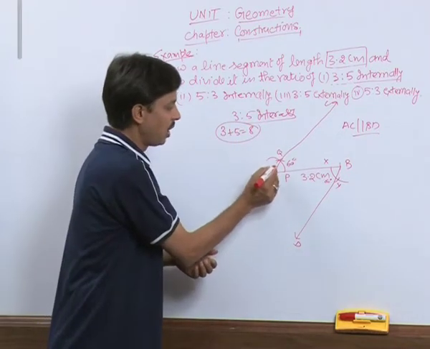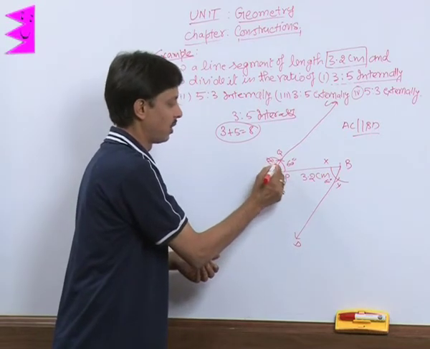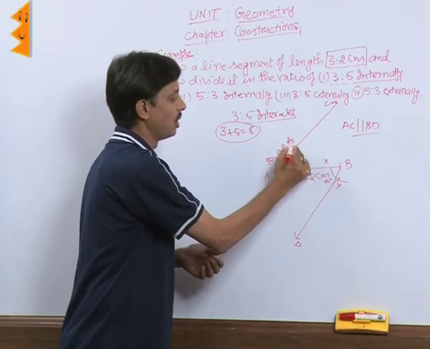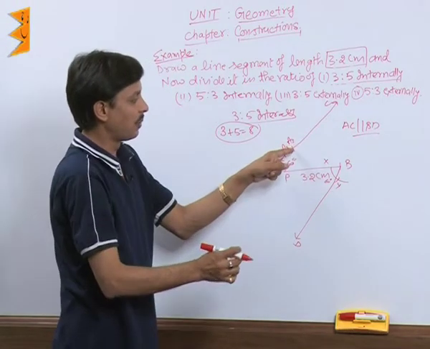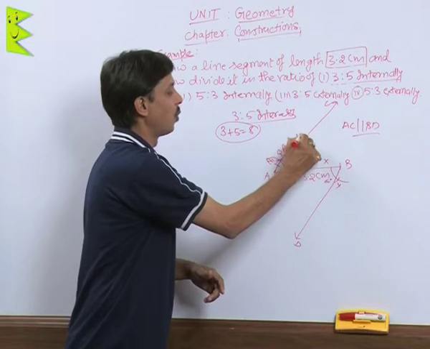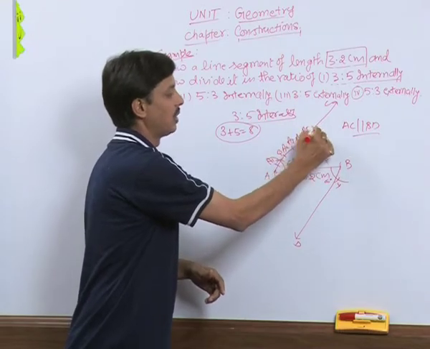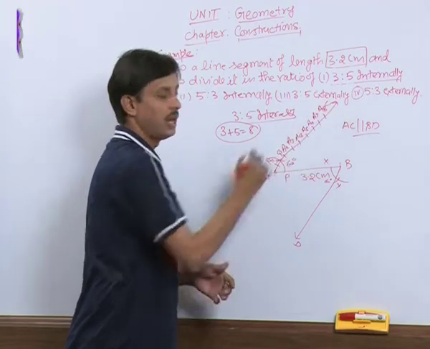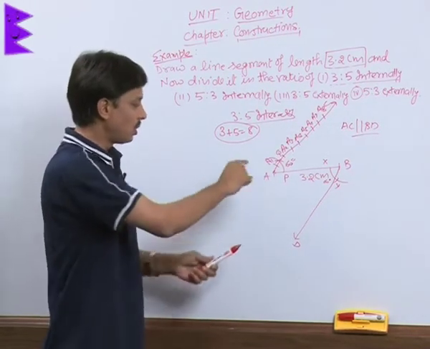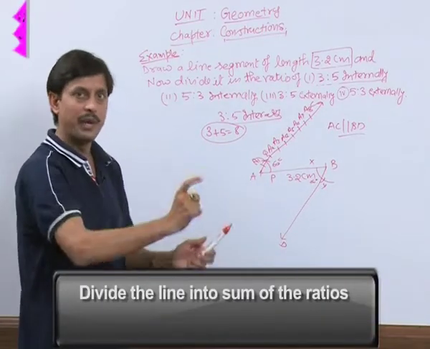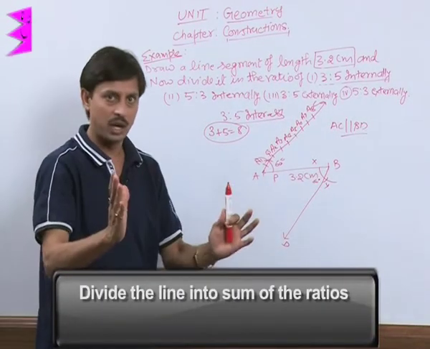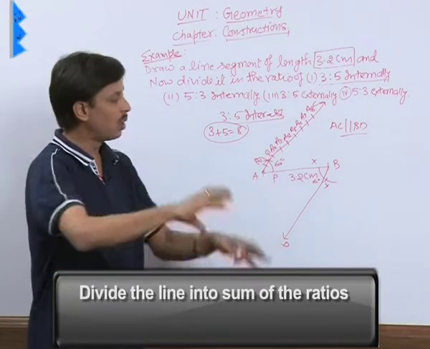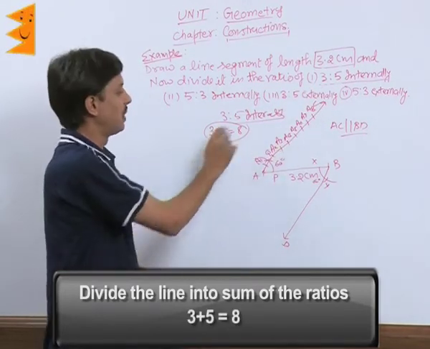So suppose this is the first, A1. From A1 this is A2, then A3, then you will keep the needle of the compass at A3, then A4, then A5, then A6, then A7, then last is A8. So this ray will be divided into how many parts? 8 parts. Why 8 parts? Because the sum of ratios in which we want to separate this line segment, 3 plus 5, is equal to 8.